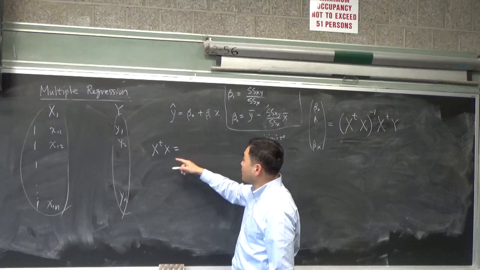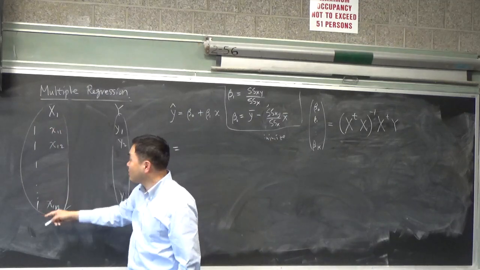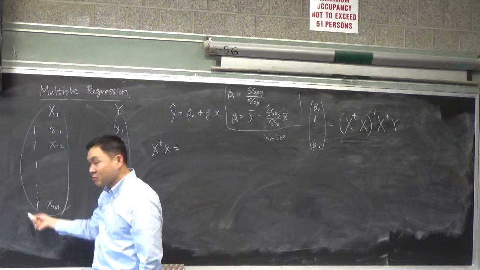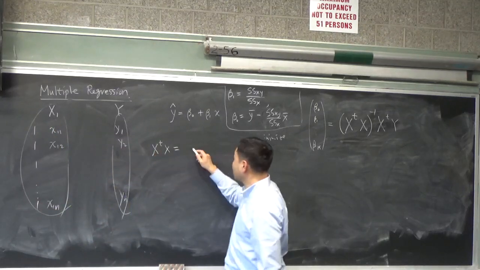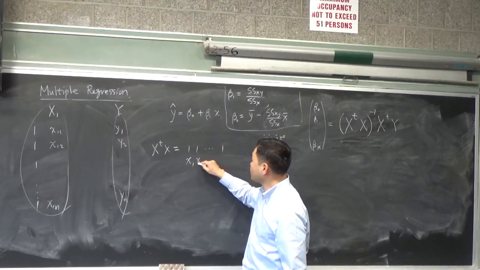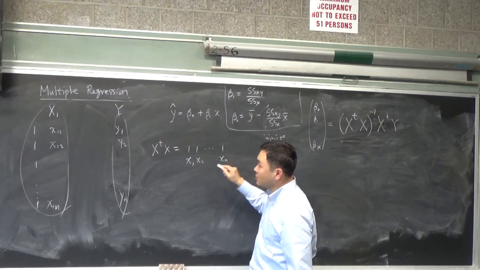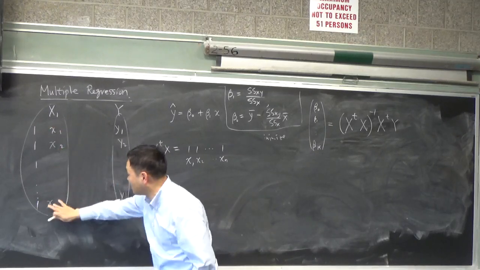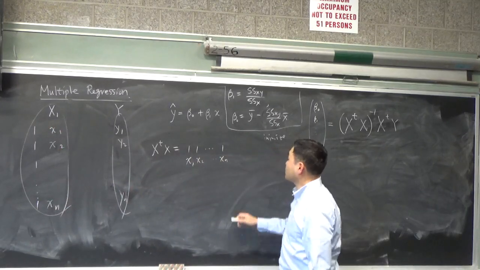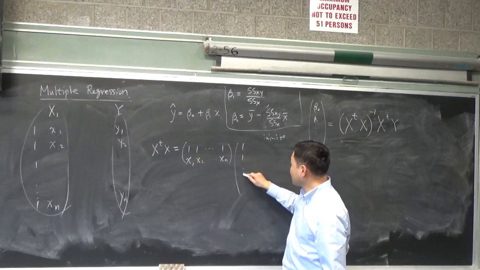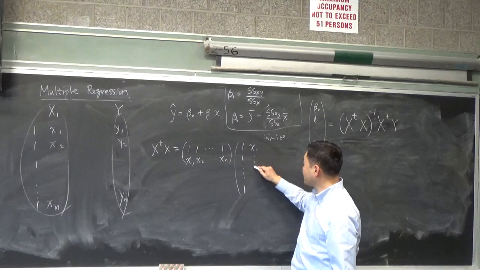So what is that? If you take the transpose of this, the columns will become rows, right? So instead of having a column of ones, we'll get a row of ones. So 1, 1, ..., 1, x1, x2, ..., xn. Okay, that's what we have, and then times the column of 1, x1, ..., xn.